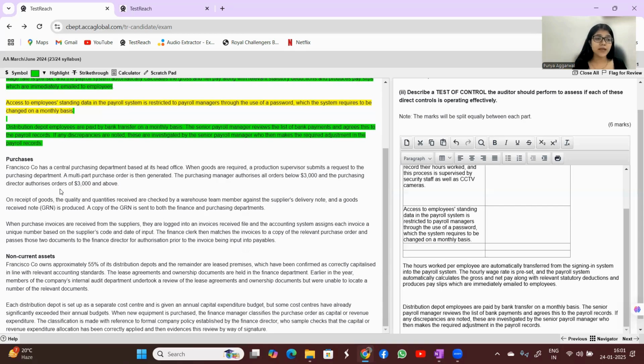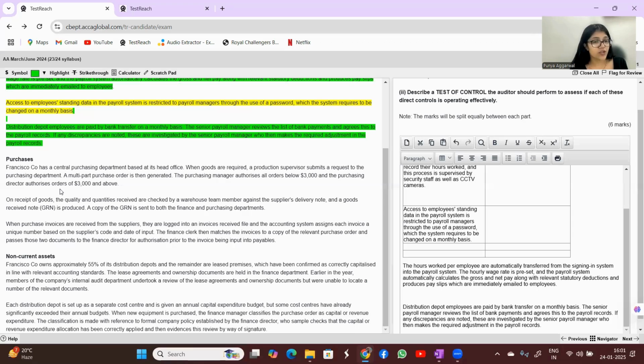Francisco Company has a central purchasing department based at its head office. When goods are required, a production supervisor submits a request to the purchasing department. Okay, so the request has been submitted. That's fine. A multi-part purchase order is then generated.